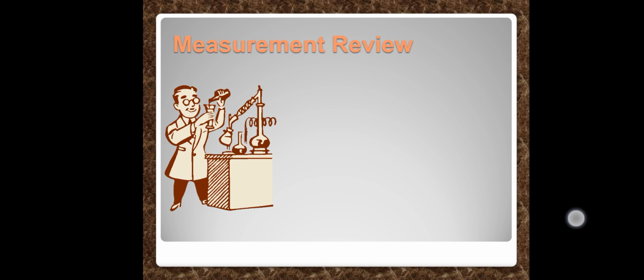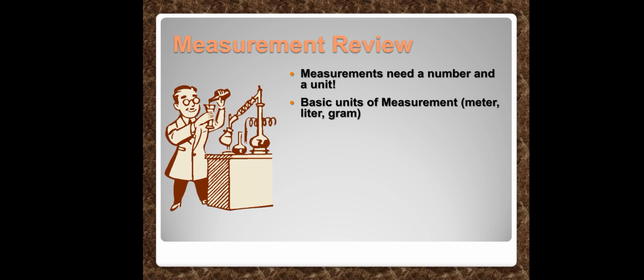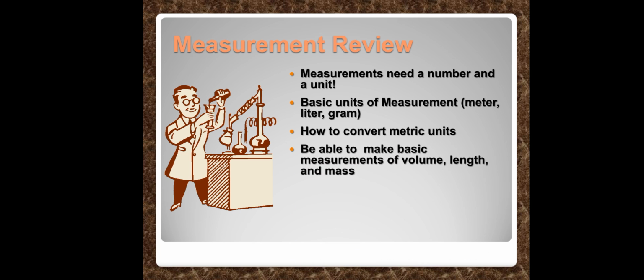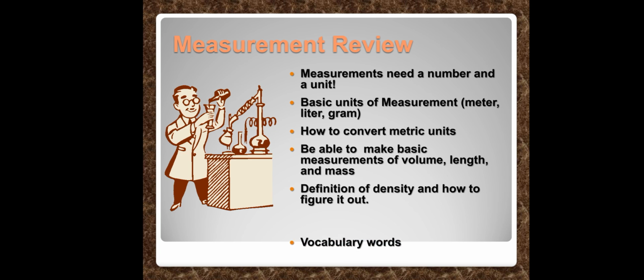Measurement review. Measurements need a number and a unit. Basic units of measurement: meter, liter, gram. How to convert metric units? Be able to make basic measurements of volume, length and mass. Definition of density and how to figure it out. Vocabulary words.